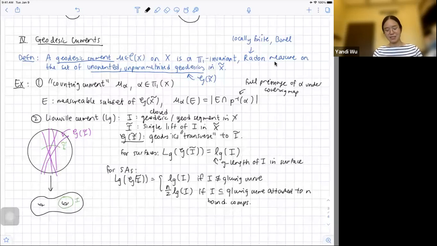So this is a really convenient relationship between the marked length spectrum and the Liouville current. And the Liouville current is really instrumental in my proof of marked length spectrum rigidity. I think that I'm out of time, so I'm just going to end there. But feel free to ask me any follow-up questions.